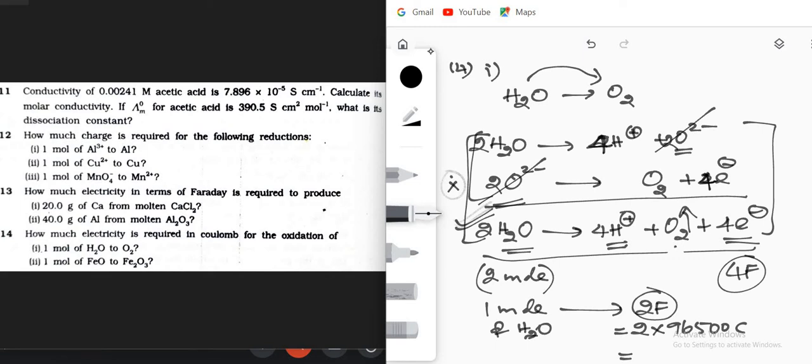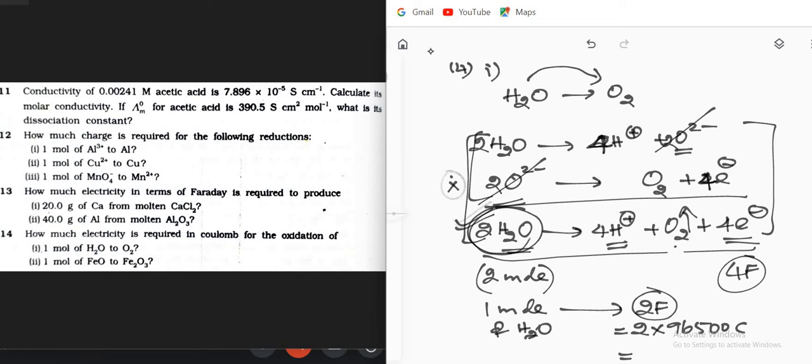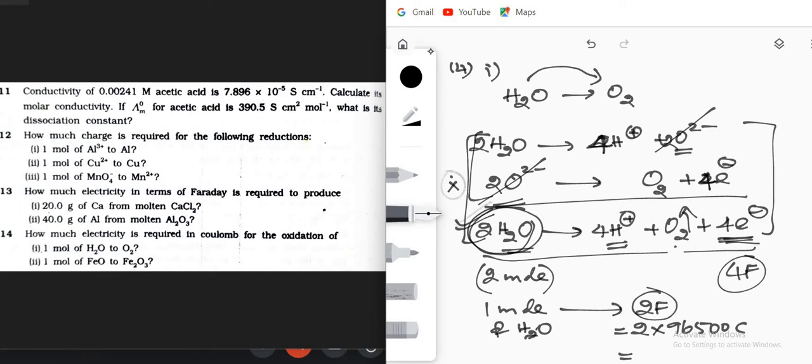So this is the reaction. Now here in the left hand side we have 2 moles of water. For 2 moles of water to undergo complete oxidation, you require 4 moles of electrons. 4 moles of electrons means 4 Faraday. So for 2 moles you require 4 Faraday. Therefore for 1 mole you require 2 Faraday. In Coulomb, 2 into 96,500, it comes out as 1,93,000 Coulombs. Right?